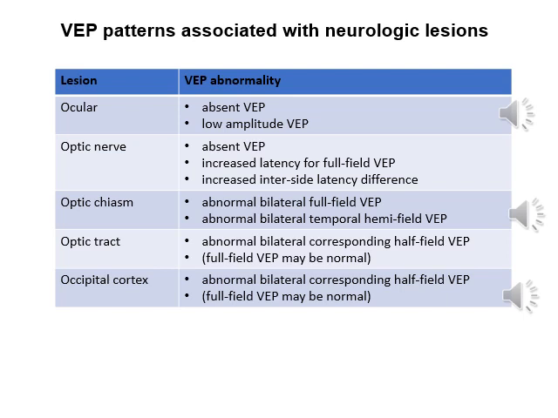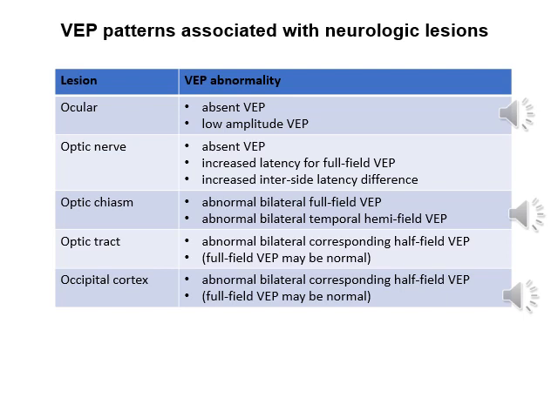If there's a lesion in the optic nerve, then we may see an absent VEP in the optic nerve that's affected, or we may see an increased latency in the VEP, or we may see an increased asymmetry, an increased interocular latency difference with the eye that's affected showing a longer latency.